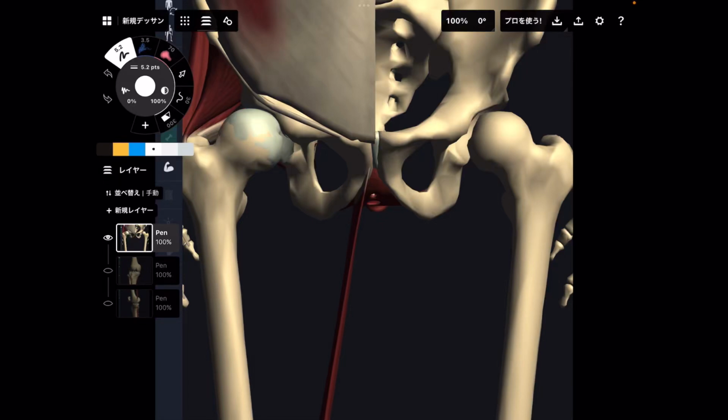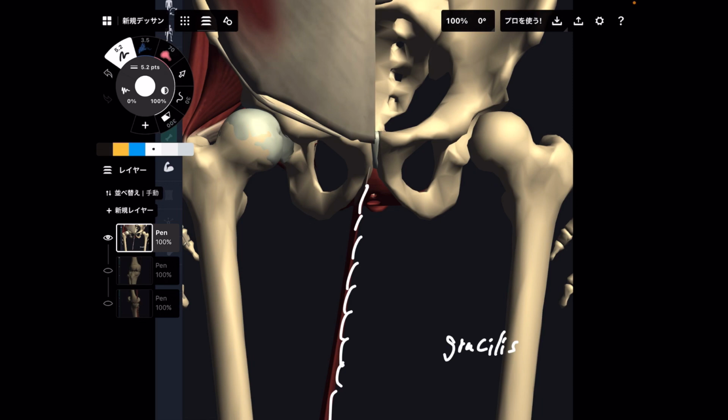In this video, I am going to explain the anatomy and function of gracilis. Gracilis is part of the adductor muscle group. It is a very thin and long muscle. This is gracilis. I am going to explain its origin, insertion, and function.